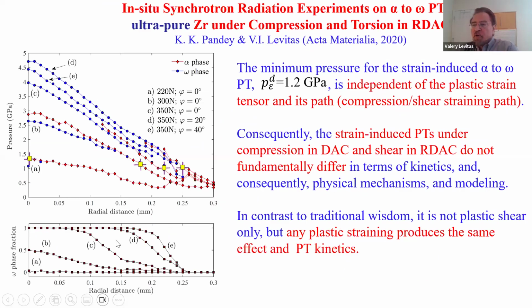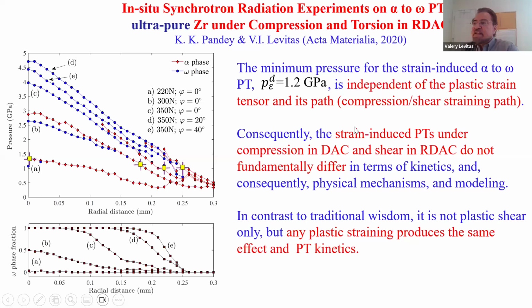Here you see the evolution of the volume fraction of the high-pressure phase and pressure for different loadings. Squares are the minimum pressure for phase transformation, and you see that they are practically independent of radius. But we just discussed that along the radius, the straining path varies drastically. For example, at the symmetry axis there are no shears, and shear increases with increasing radius. And this independence of radius means that the minimum pressure for strain-induced phase transition is independent of plastic strain and its path. And this is the first rule for phase transformation, and it has an immediate consequence.